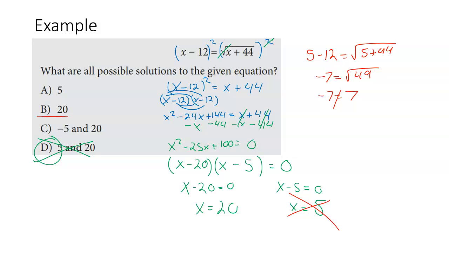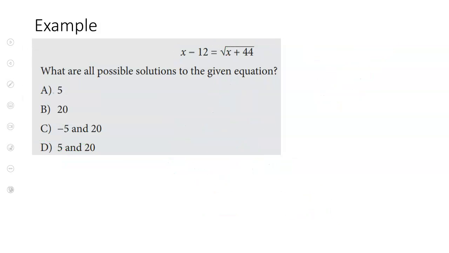Now, faster way to do it. If you know from the start, hey, once I square these, I'm going to get extraneous answers, or I might get extraneous answers. So whatever numbers I get, I'm going to have to plug them back in to check anyway. And since it's multiple choice, you could skip this whole process and just use some reasoning to go through your answers. So let's reset this and look at what that would look like.